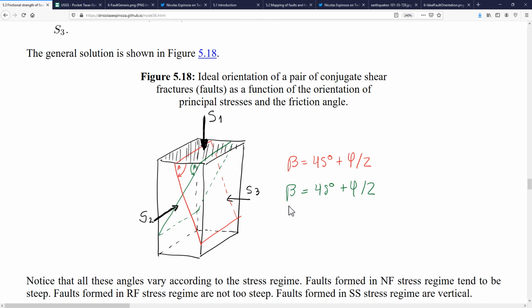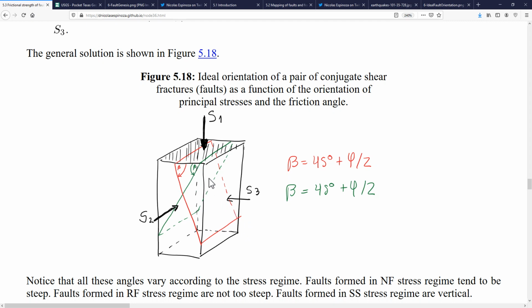This problem is going to have the reversed application as well. First, if we know what is the state of stress, we should be able to predict what is going to be the ideal strike and dip. But also, if you observe faults at a given location, you could predict what is the state of stress that caused such faults. All right, so let's go ahead then with this problem.